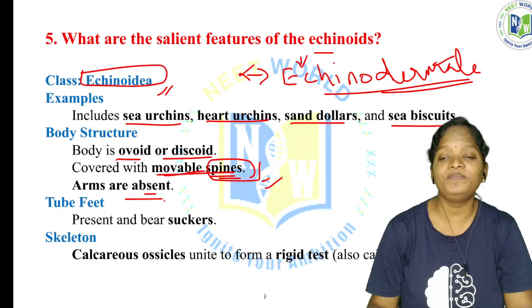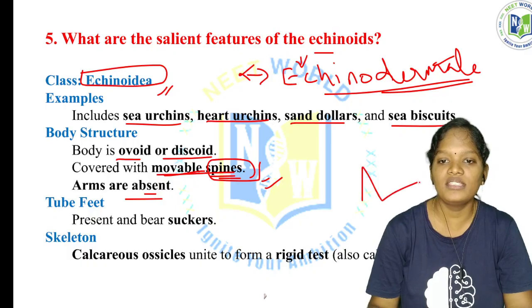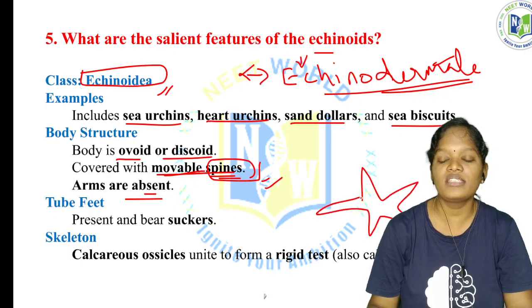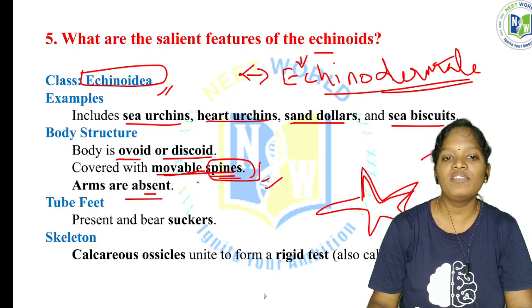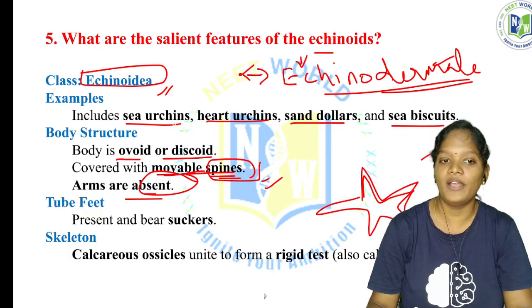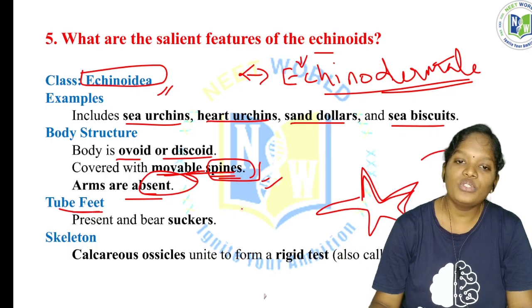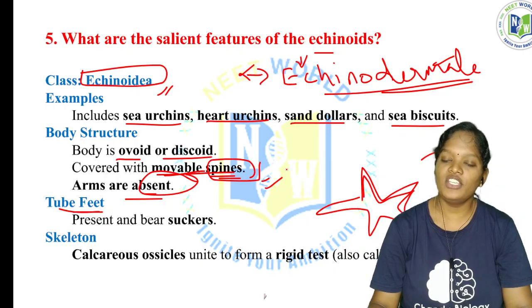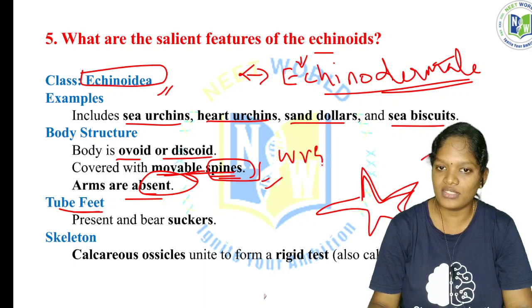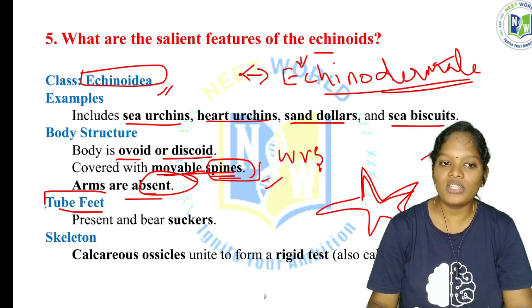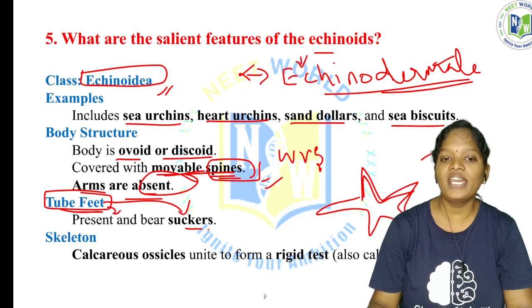Here the arms are absent. Arms, in the sense, see, this is a starfish. Again the starfish is coming under the phylum Echinodermata, and these are called arms. But there will be no arms present in the class Echinoidea. Now tube feet. You should know the specialized feature present only in the Echinodermata, not in any other phylum, is called the water vascular system. That system has one important structure called tube feet. Here they bear suckers, just for attachment.